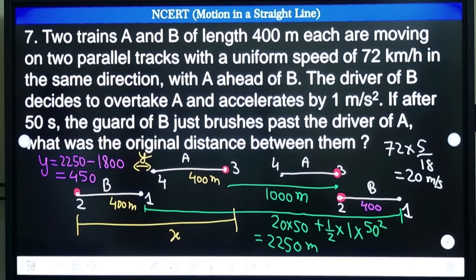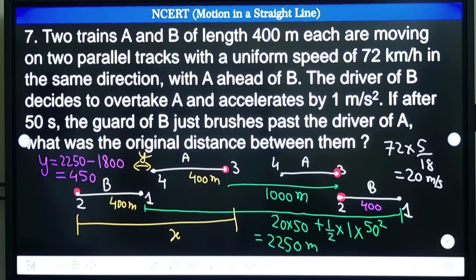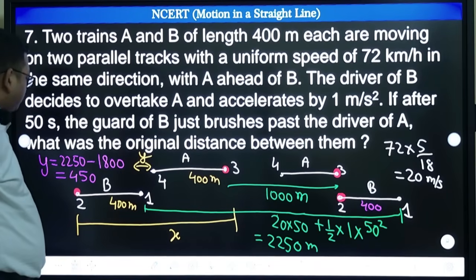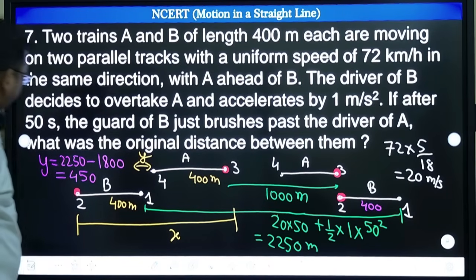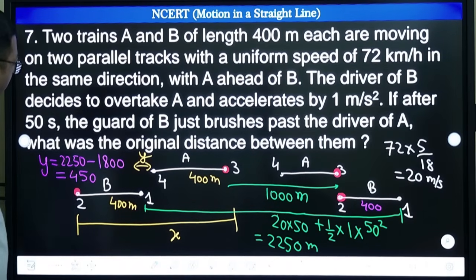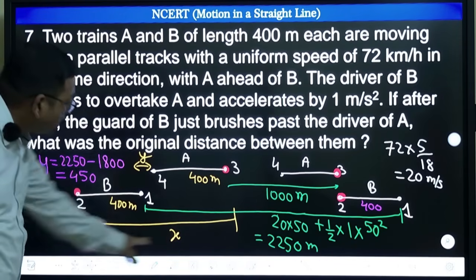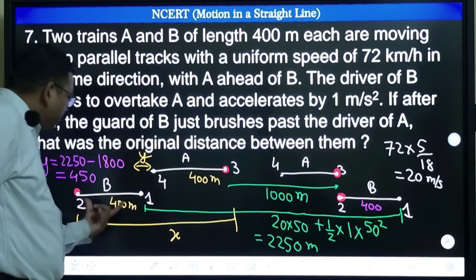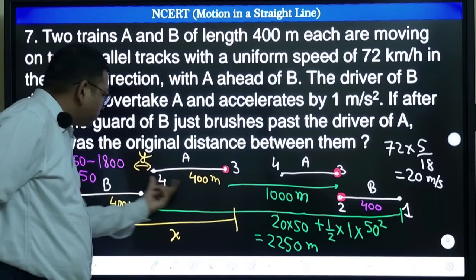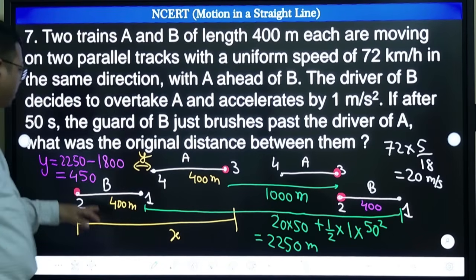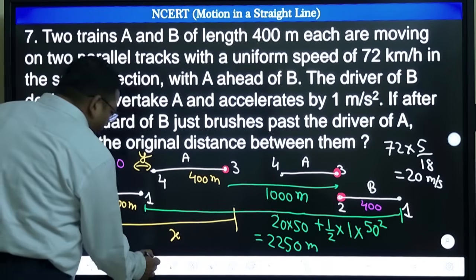450, correct? Is this right? Check that. Right. So you got y. Now what do you want to calculate? You want to calculate x. So x is nothing but 400 plus y plus 400. That means 800 plus y. So you want to calculate x.